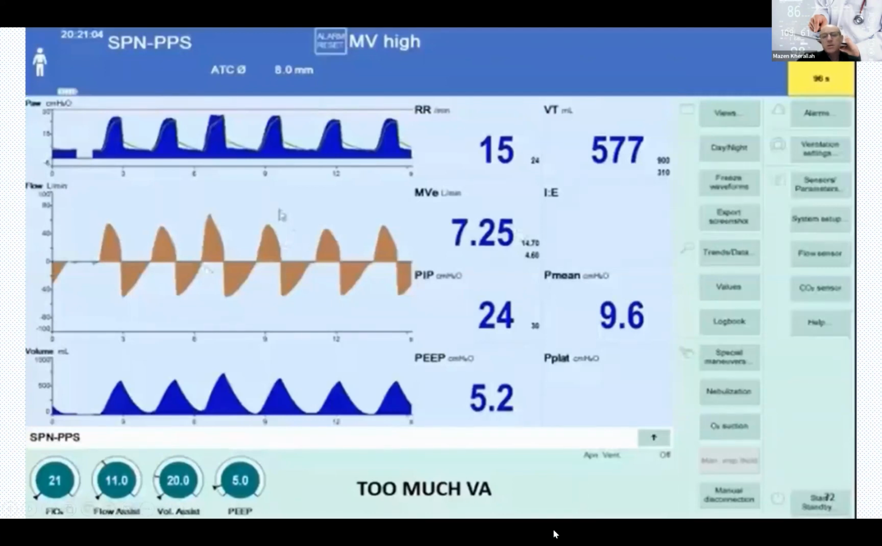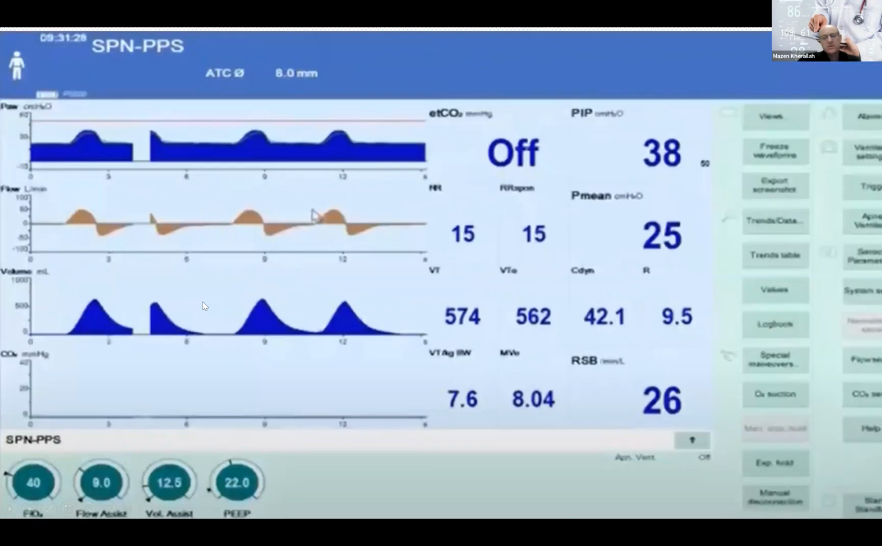This patient, you can see volume of 577. The rate is 15. RSPI is high. I don't see it here, but this is too much volume assist for the patient. And you can see here it's got flow assist of 10 or 11 and volume assist of 20. You need to decrease the volume assist and probably also the flow assist. You can see how fast this flow is going up here with the flow assist.